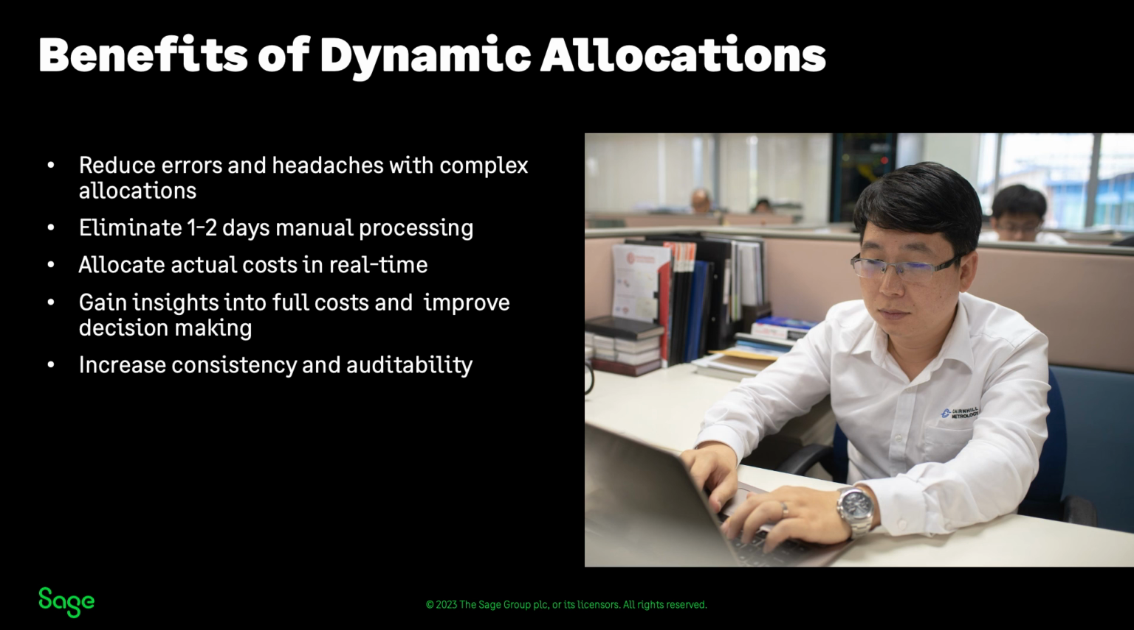Allocating actual costs in real time, right? It's all about having access to real-time information in real time, right? So, it gives you that ability as well. Gaining insight into the full costs and improving your decision making, right? So I always like to say it enables you to reduce the tactical and increase the strategic. So more about strategic thinking, strategic decision making, having real-time access to data, fully loaded, basically across your programs and so forth. And lastly, and equally important, if not the most important thing, is increasing consistency and auditability.